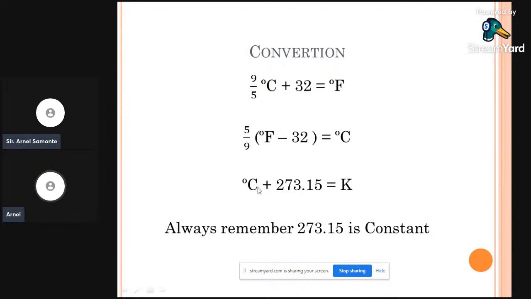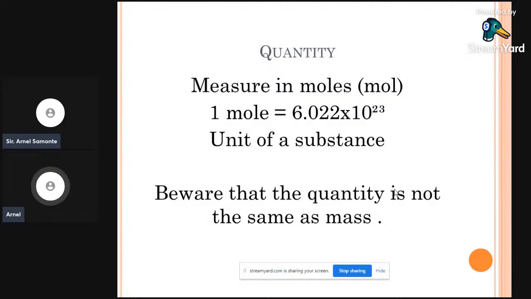Ito nga sinasabi ko kanina, yung magic number na 273, this is constant. For example, meron tayong 100 degrees, i-add lang natin sila para makuha si Kelvin. For example, 100 degrees plus 273.15 is equal to 373.15. Always remember, 273.15 is a constant. So, let's proceed to the last property, which is quantity. Quantity is a measure in moles.